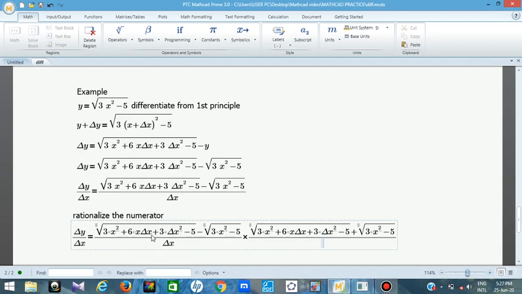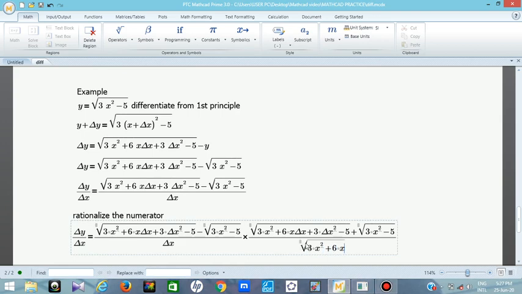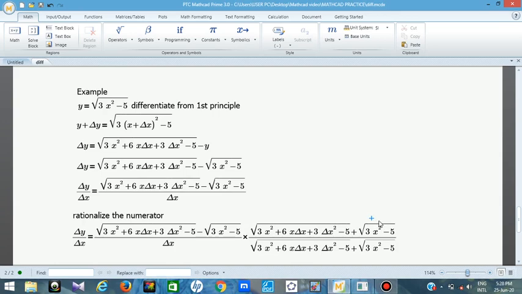So this is how we rationalize. You use the same numerator to multiply the numerator and the denominator. So I'm going to put in the denominator the square root of 3x squared plus 6x delta x plus 3 delta x squared, minus 5, then plus the square root of 3x squared minus 5. Yeah, so that is this. Let me move it down a little.